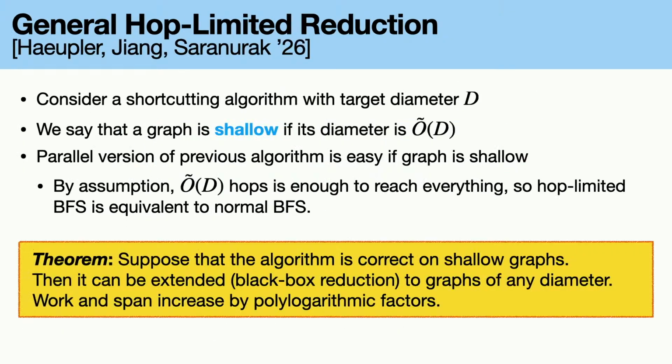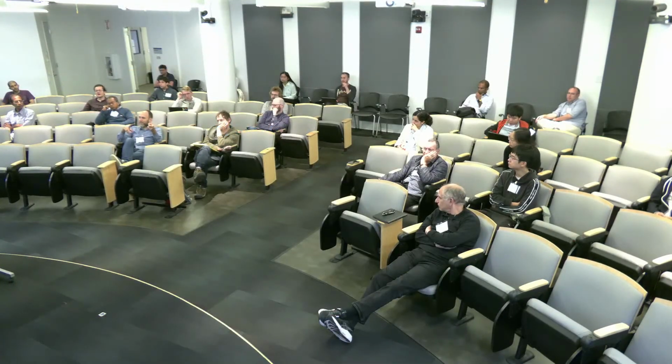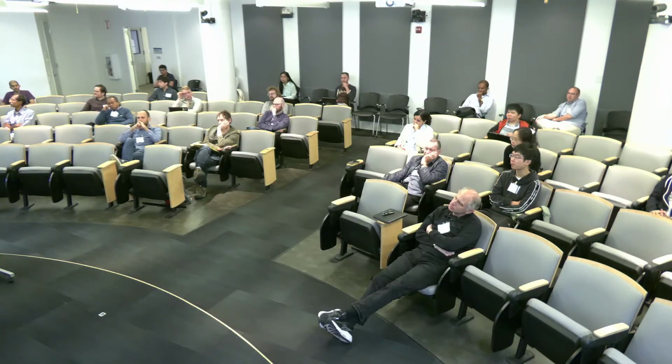Sorry, so the result here is if we have a shortcutting algorithm for a shallow graph, this gives you a shortcutting algorithm for any graph, right? Yes. Okay. This is an informal statement of that, but that's what it says.